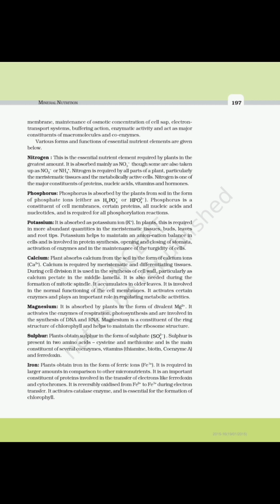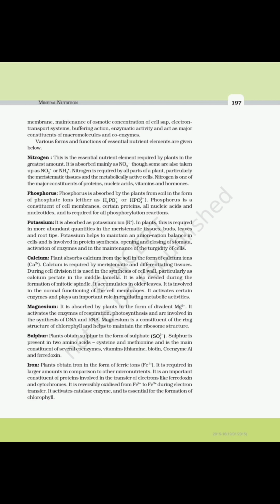Sulfur. Plants obtain sulfur in the form of sulfate, SO4 2-. Sulfur is present in two amino acids, cysteine and methionine, and as the main constituent of several coenzymes, vitamins thiamine, biotin, coenzyme A, and ferredoxin.